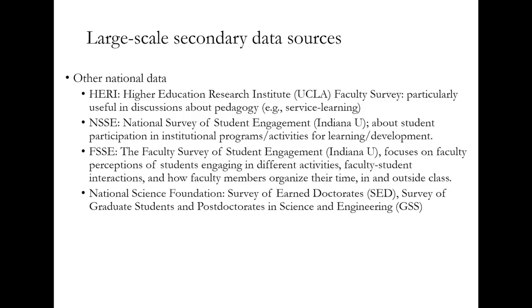HERI, NSSE, FSSE, and SERU data are national data, but the difference between those types of data and the NCES data we talked about earlier is that these data are sponsored and collected by institutions, and the samples tend to be from self-selected institutions. So institutions who agreed to take those surveys are included in the sample, and those who do not agree to participate are not a part of the sample.